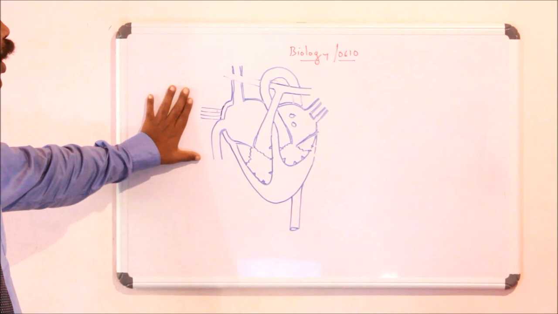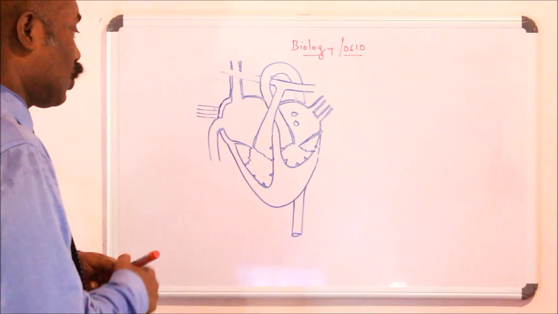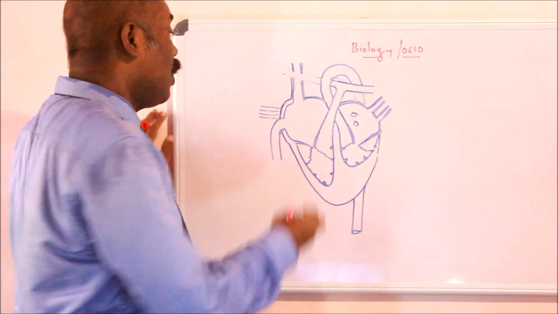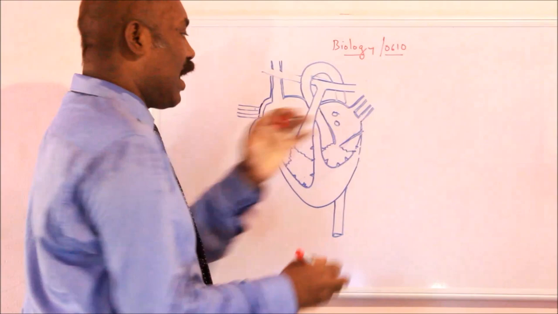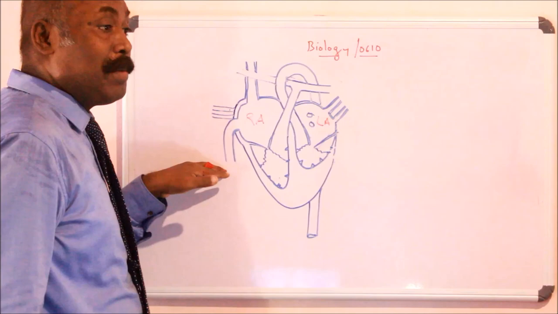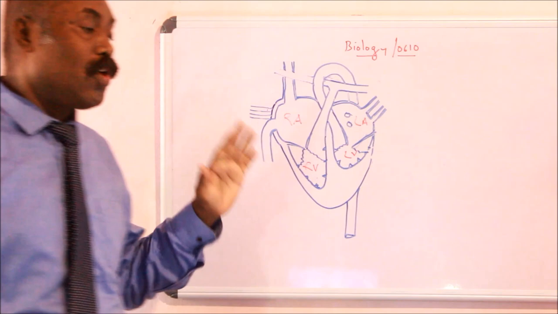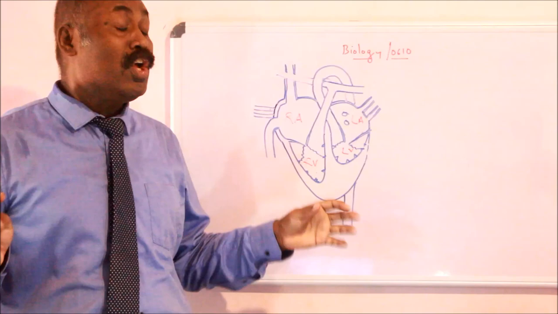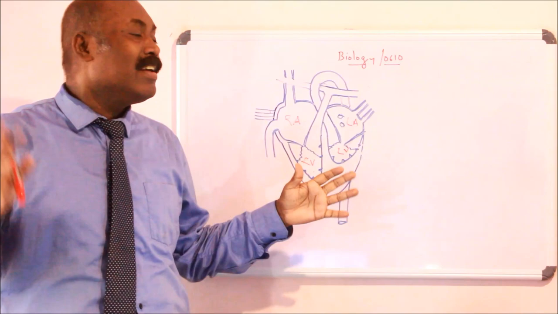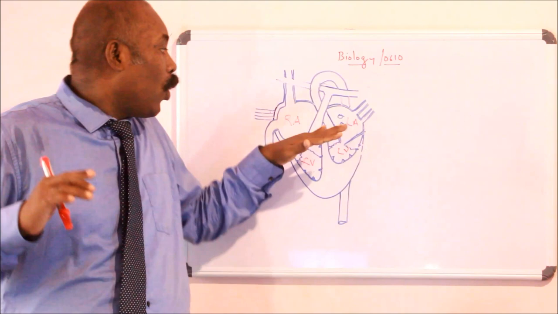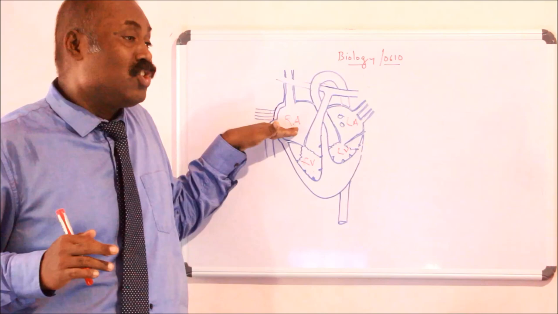Now we already learned the chambers, so I am going to label them. The upper chambers are atria, so this is the right atrium. This is the left side, so this is the left atrium. Down, the lower chambers are ventricles, so this is the right ventricle and this is the left ventricle. These are the four chambers. First you should know the chambers of the heart. If you get confused about left and right, the right side is right, the left side is left. Remember, the upper chambers are atria, the receiving chambers, and the pumping chambers are the ventricles. Please keep this in mind.